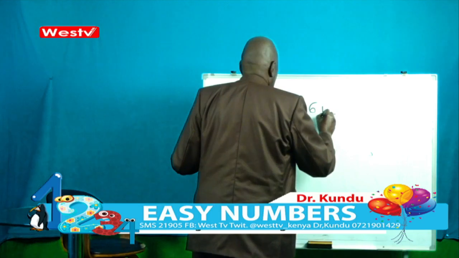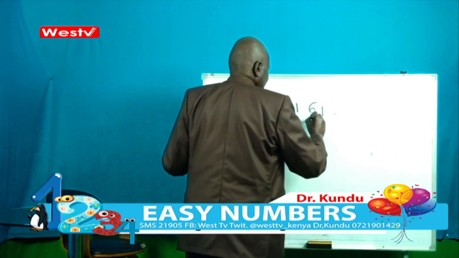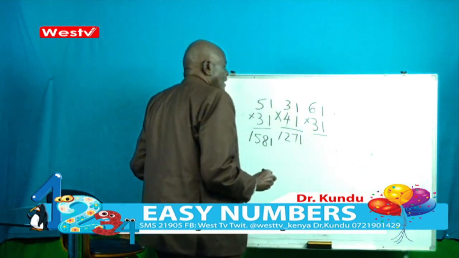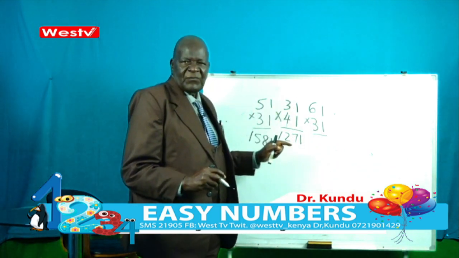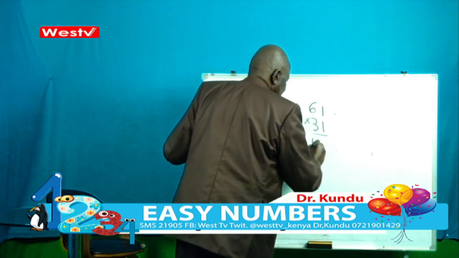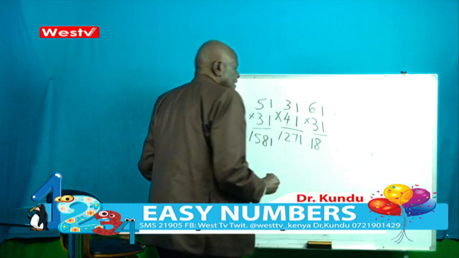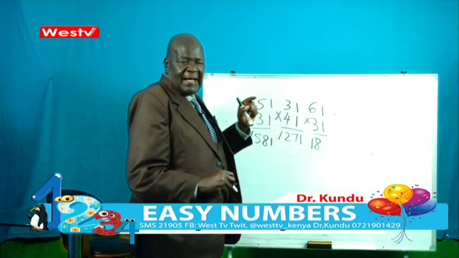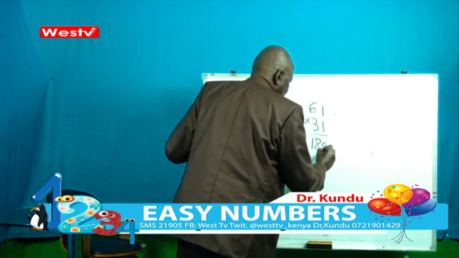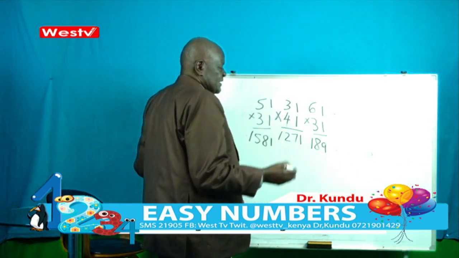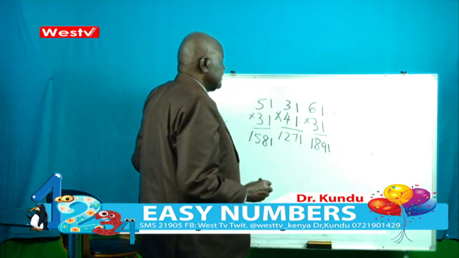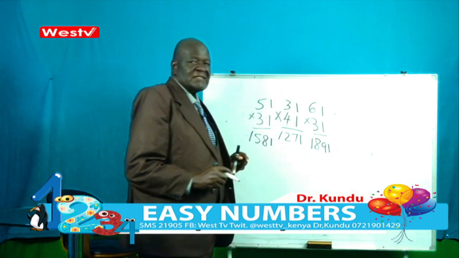Let us look at this other one. 61 multiplied by 31. Step 1, multiply the tens digits. 6 times 3 is 18. Step 2, add the tens digits. 6 plus 3 is 9. And the last step, just drop 1. So 61 times 31 is 1891.